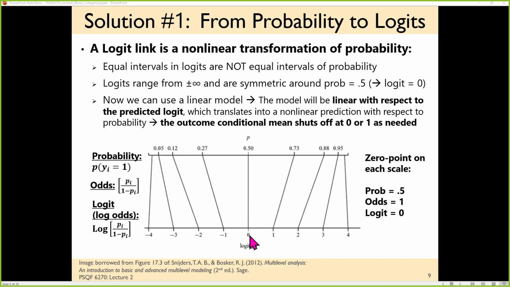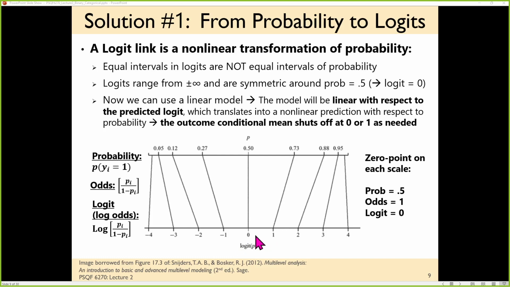A 1 unit change in logit from 0 to 1 has the biggest jump, from 0.5 to 0.73. But every equal 1 unit change in logits from that point corresponds to smaller and smaller changes in probability. Logits go on forever and ever. The highest logit that, for instance, one of the packages I use to do analyses, Mplus, allows is that it shuts off at -15 and +15, because at that point you're at like 0.9999999, whatever.